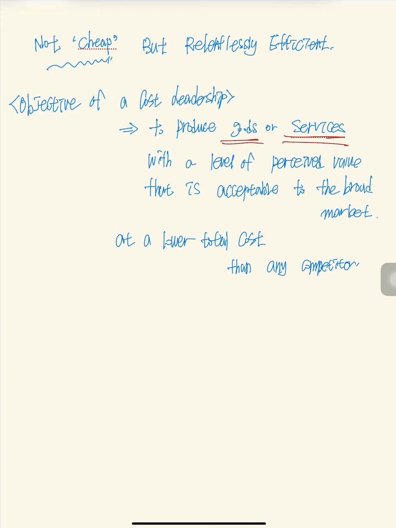So, ladies and gentlemen, you must memorize that the objective of cost leadership is to produce goods or services not with a cheap price, but with a level of perceived value that is acceptable to the broader market. So these two words are the important key terms.